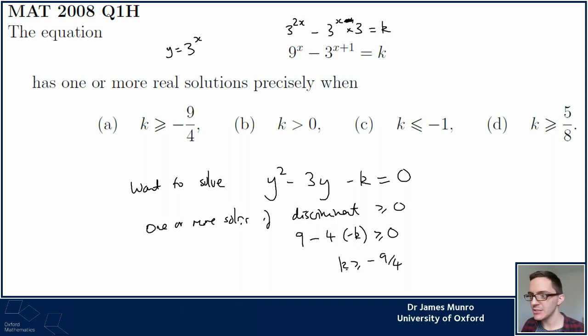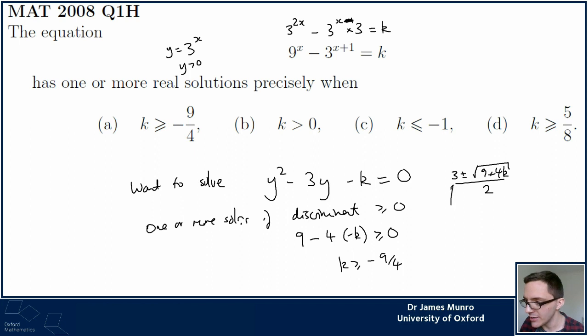Quick check. Quick little worry here. When I do that, I still want y to be positive, like in the previous question. I want y to be a positive thing. Technically, so far, I should probably check that this has positive roots, right? Like the roots to this are 3 plus or minus root of the discriminant 9 plus 4k. Because if it's got one or more roots but they're both negative, then I get solutions for y that don't turn into solutions for x. So just to make sure I get one or more solutions for x, I just need to make sure that I get a positive solution.